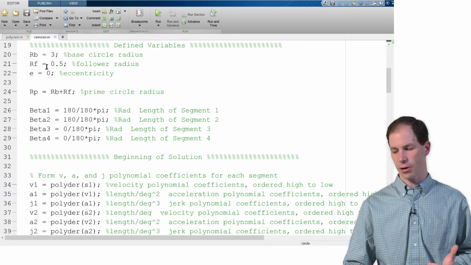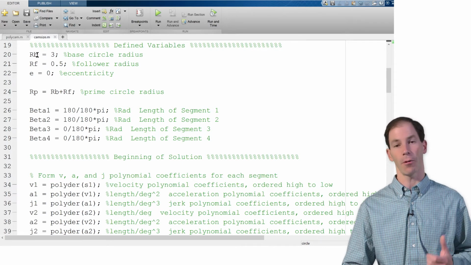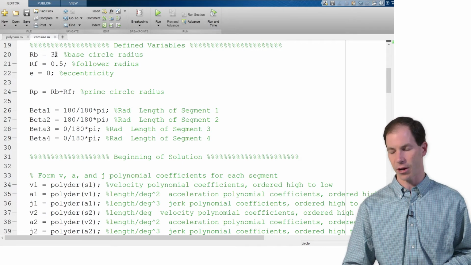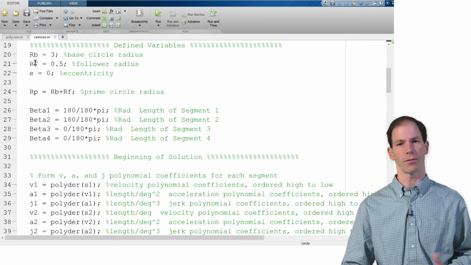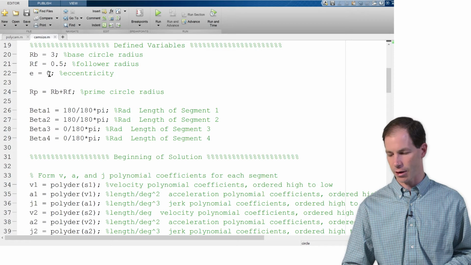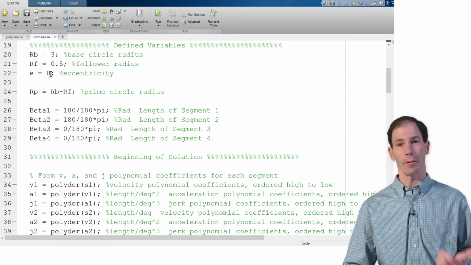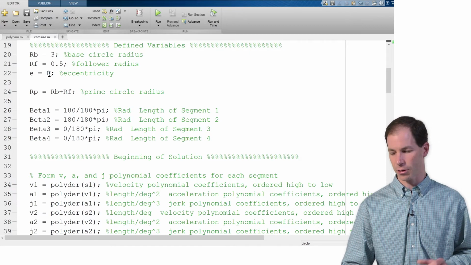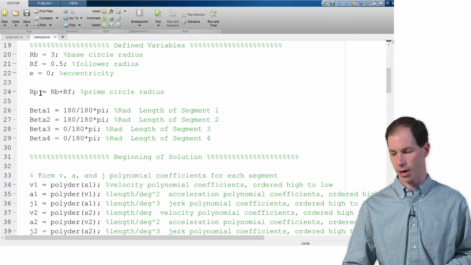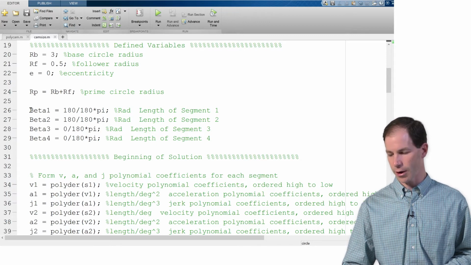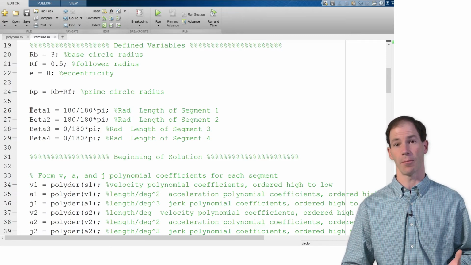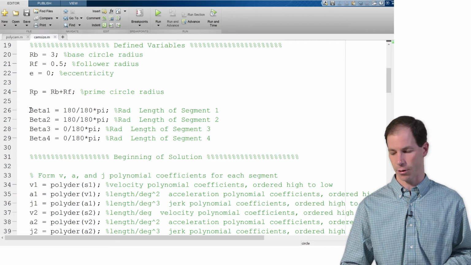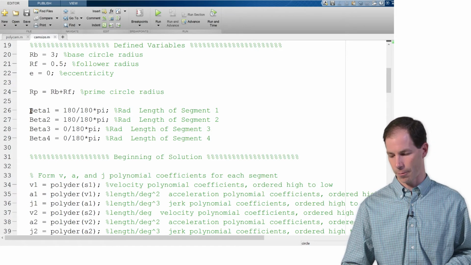So what I'm really interested in terms of sizing is I'm going to set up what the base circle radius is. So I'm setting it to 3 in this case. I'm setting what the roller follower radius is, so half of an inch in this case. And then I can set my eccentricity. And I know I'm not going to need any eccentricity for this symmetric curve S profile that I have. I can then calculate the prime circle radius, and then I move into defining what the length of each segment, and again I said my first two segments are each 180 degrees to occupy the entire profile.